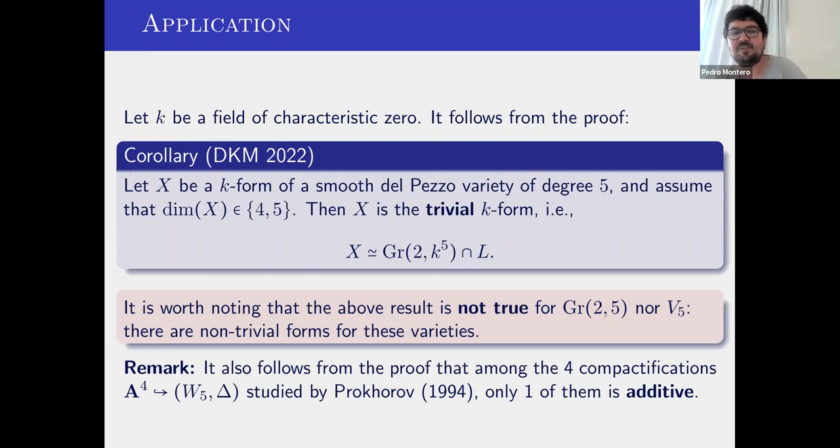And just to finish, I wanted to tell you also that one of our original motivations was that Prokhorov, as I told you at the very beginning, classified the compactifications of A4 into Fano fourfolds of degree five, and there were four non-isomorphic ways to compactify the affine space. Only one is additive, and we can describe which one in the Prokhorov classification. The other three are compactifications of A4, but not equivariant compactifications of the vector group.